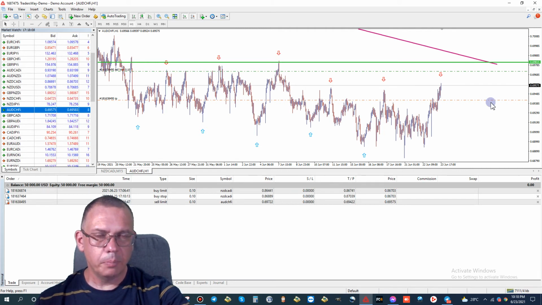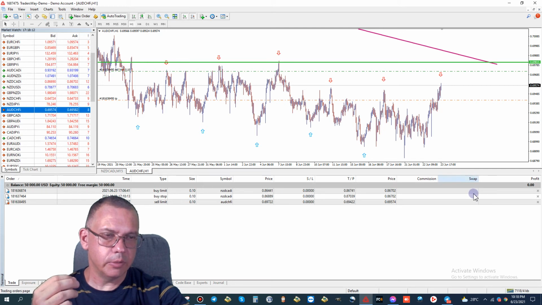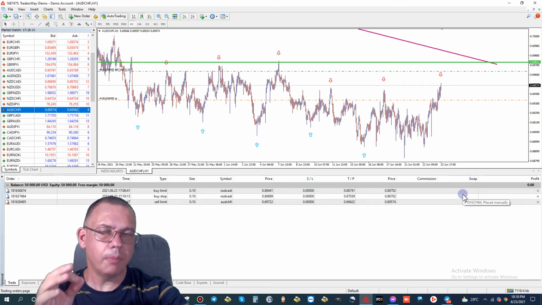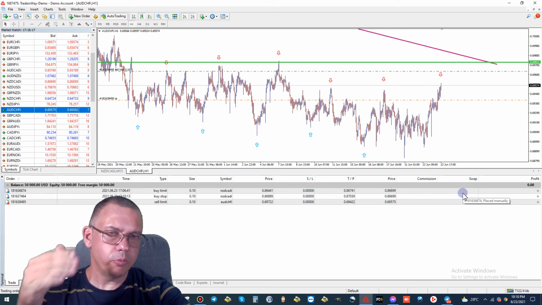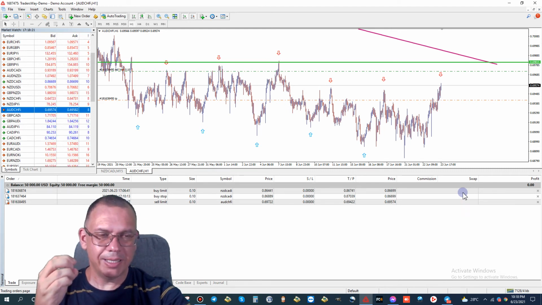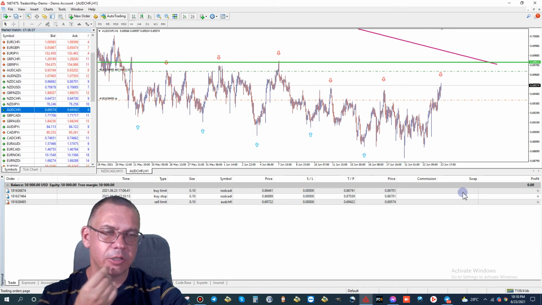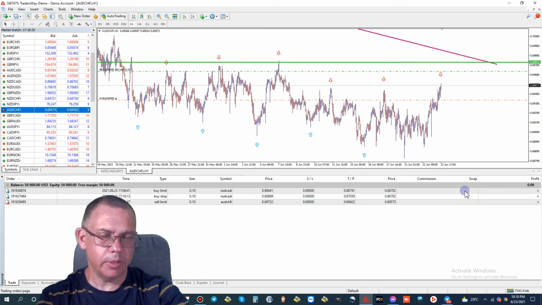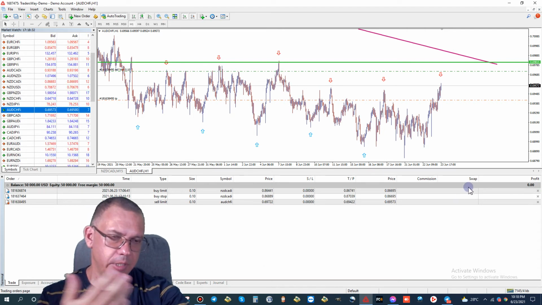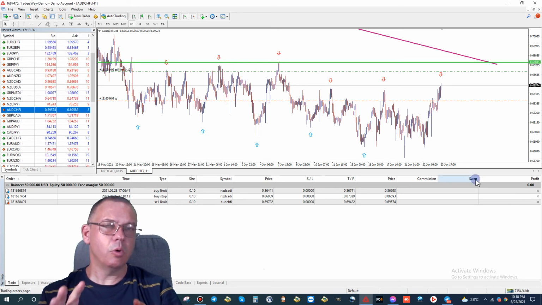But that's fine. You incur swap fees, like you see here where it says swap. You incur swap fees when your trade is open for more than 24 hours. So every day you're incurring swap fees, and that's just another way brokers make money off of you. It's just how Forex is. So that's why Forex is more about day trading, trading from day to day.